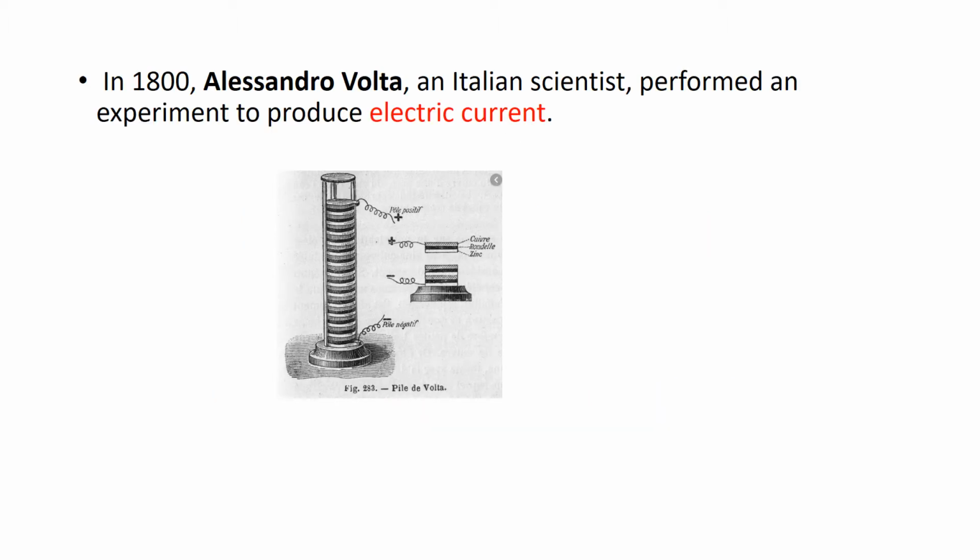Now, in the year 1800, Alexander Volta, an Italian scientist, performed an experiment to produce electric current, and he made a battery actually. This is that battery called the Voltaic pile, and with the help of this battery, he showed that the current flows between the positive and negative terminals if they are connected.